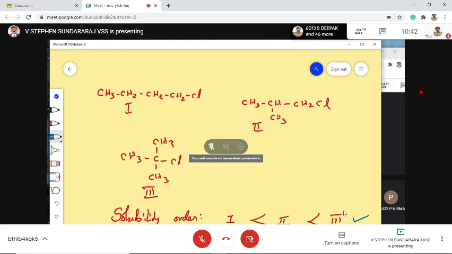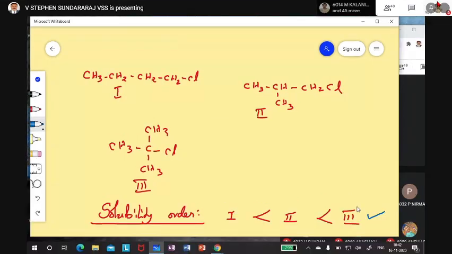Solubility means dissolving in water. Water will come and surround this alkyl halide. At that time, the hydrophobic hydrocarbon part will repel it. More repulsion means very, very less soluble. Less repulsion means relatively more soluble. That's what you have to understand. Otherwise, all of them are insoluble or very poorly soluble. But among them, which is better soluble and which is less soluble, I am discussing.